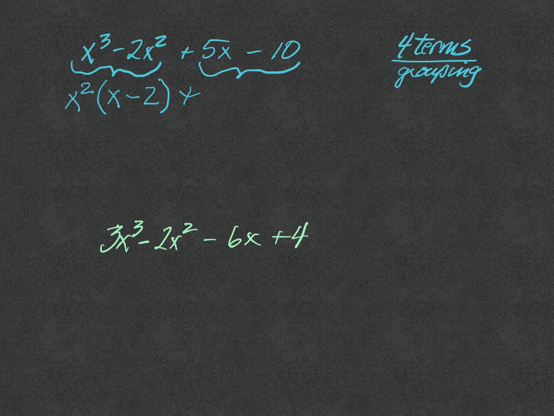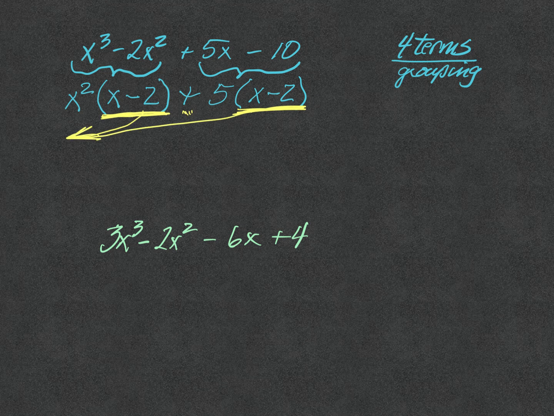I do the same for the 5x minus 10. Common factor is 5, and it's multiplied times x minus 2. Now, here's the key. What you notice is that now you have a common group, of course separated by the addition here. Well, now you can factor that common group out. And so we write x minus 2, and what's that going to be multiplied by? It's going to be multiplied by the x squared plus 5. And that's how you factor by grouping.